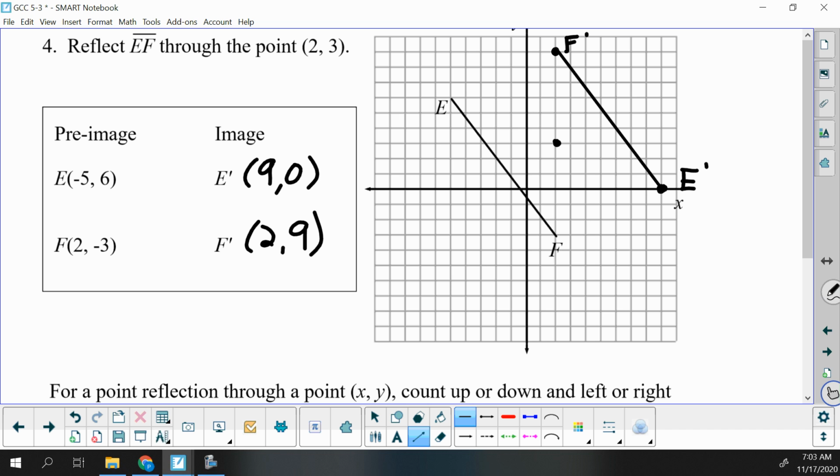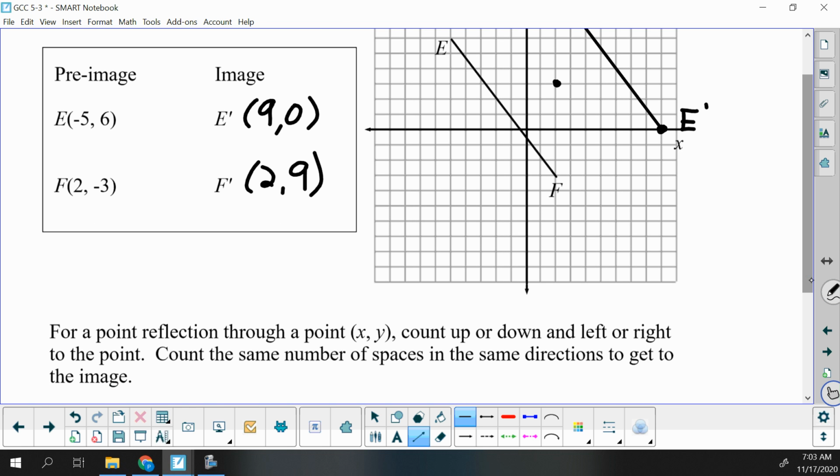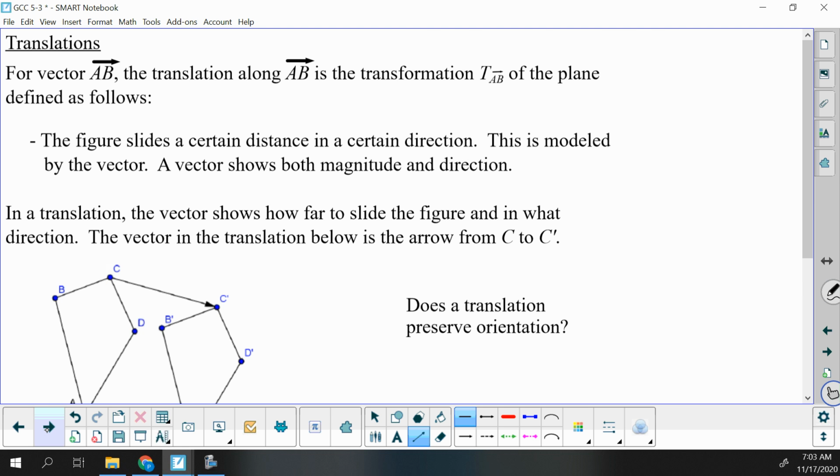So there's no fancy always rule for when you do a reflection through a point that's not the origin, because that point will change. So you see down below the graph there, it's just telling you count up and down, left and right to see how do you get to the point, and then repeat that process again to get to the image. So that's it for point reflections. We're going to go over to page 19 and start looking at translations.